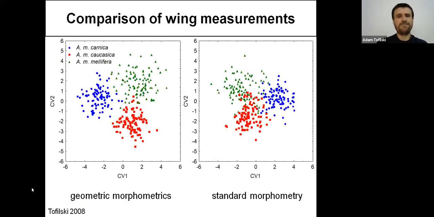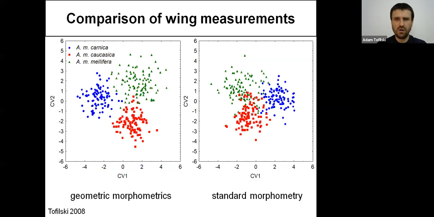I compared the standard morphometry and geometric morphometrics, which is the method used by Rutner. And I showed that the discrimination using geometric morphometrics is better. When you compare the clouds of points, on the left one, there is bigger distance between the clouds of different colors. With standard morphometry, there's bigger overlap.